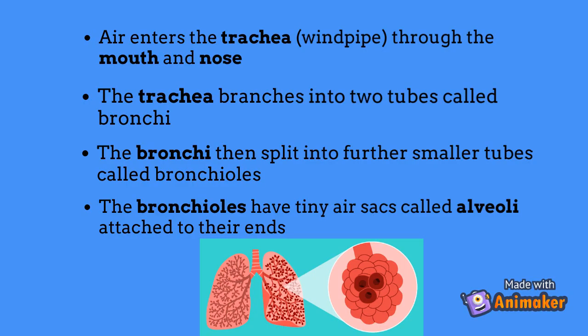So what basically happens is that oxygen enters the body through the mouth and the nose, then passes through the trachea, which is a scientific word for windpipe. The trachea then splits into two tubes called bronchi. One bronchi is called a bronchus. Then the bronchi split further into smaller tubes called bronchioles. Each bronchiole has tiny air sacs called alveoli attached to its end.